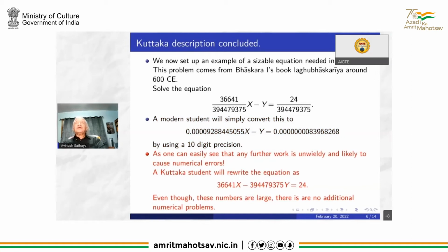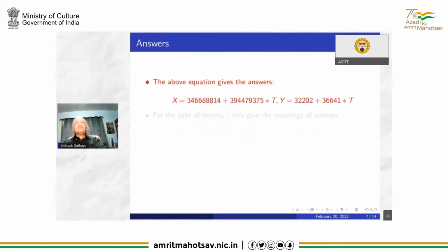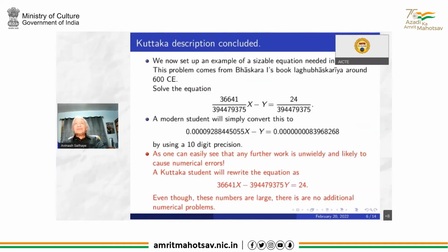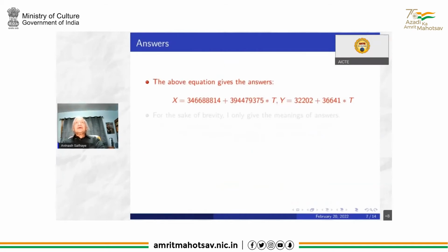A Kuttaka student, however, will multiply by this denominator and write down this new equation: 36641x minus this big number times y equal to 24. Now, even though these numbers are huge, there is no additional numerical problem because it's over integers.